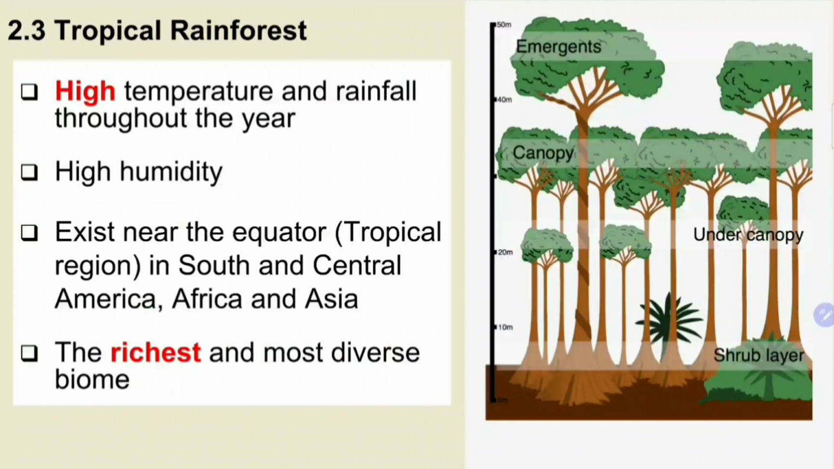So first, what is tropical rainforest? The name tropical is because of the location where the rainforest can be found, which is in the tropical region. So in the tropical region, the environment commonly has high temperature and rainfall throughout the year. So because of this, the surrounding climate is very humid.